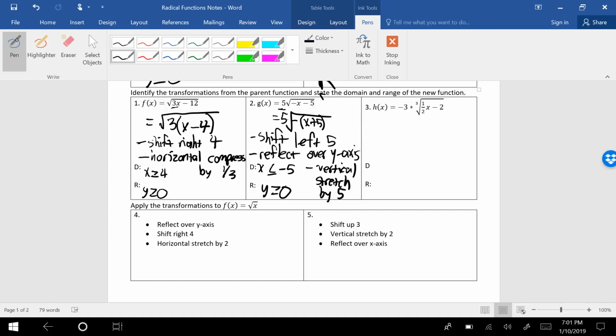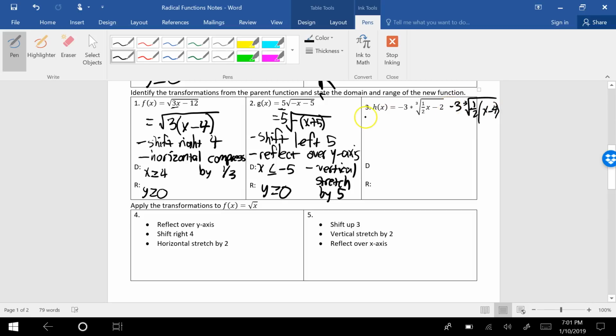Okay, last one, we have negative 3 times the cube root of 1/2 x minus 2. Again, we have to factor out that 1/2. So we're really going to have negative 3 times the cube root, and I'm going to factor out 1/2, so I have 1/2 here. And this is going to be x minus 4. Because if we factor out 1/2 from 2, I have to get the same thing that I started with when I distribute. So if I distribute 1/2 into this parentheses, I would have 1/2 x, and then 1/2 times 4 would give me 2 again.